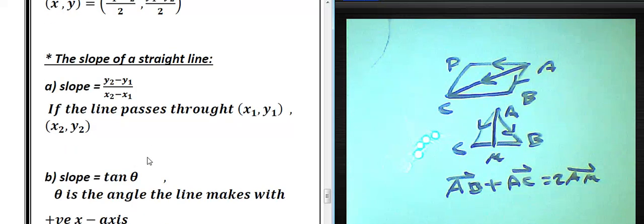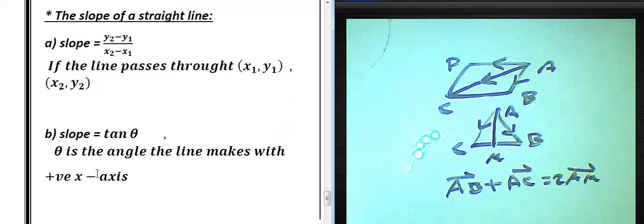Okay, the slope equals tan theta, where theta is the angle the line makes with the positive direction of the x-axis. Here the angle will be acute.